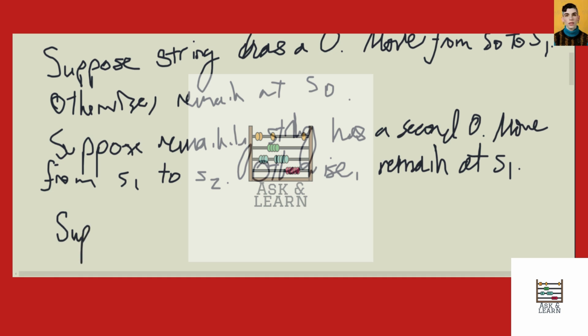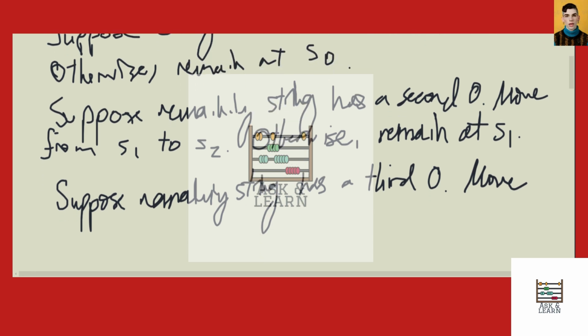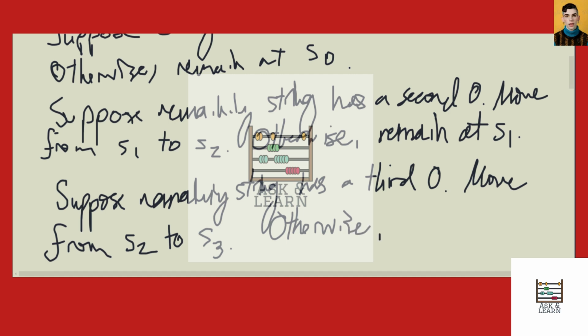And next, suppose that the remaining string now has a third 0. Then we're going to move from S2 to S3. Otherwise, if the remaining string doesn't have any more zeros, so the string only has 2 zeros total, we're going to remain at S2.